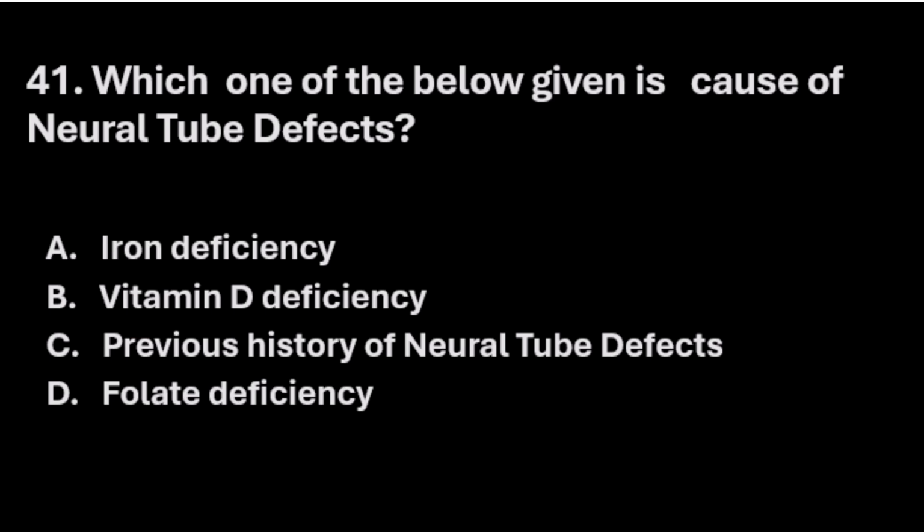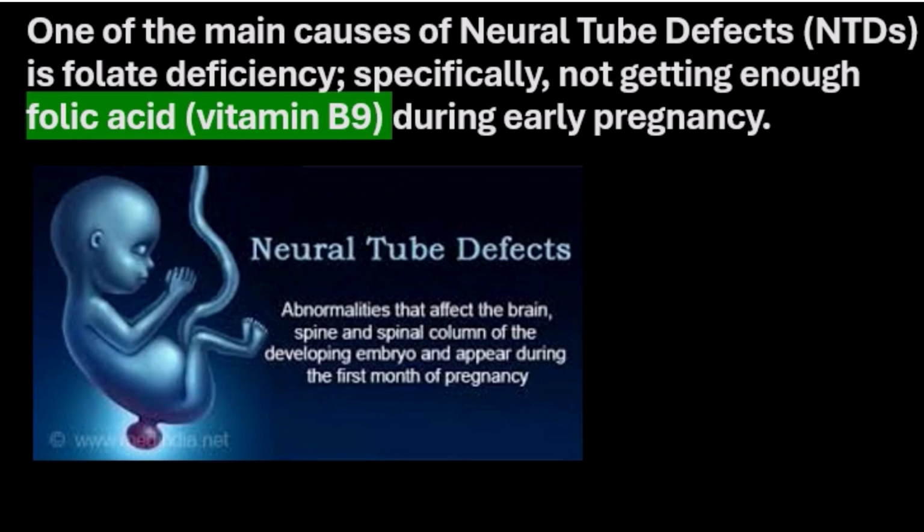Next question. Which one of the below given is a cause of neural tube defect? Option A, iron deficiency; option B, vitamin D deficiency; option C, previous history of neural tube defect; and option D, folate deficiency. The right answer here is option D, folate deficiency.